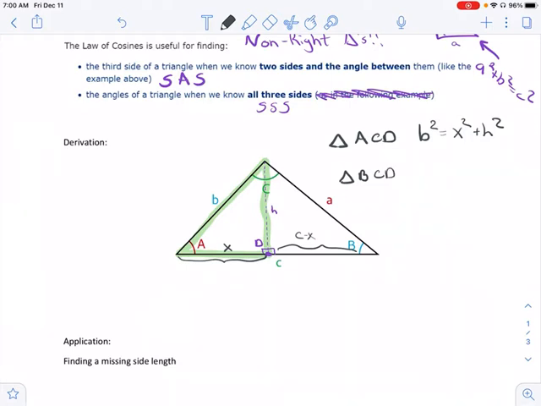And my Pythagorean theorem there is going to be a little bit more confusing, but I would just say, okay, a squared equals (c minus x) squared plus h squared. And if I do a little bit of work on this one, I'm going to expand this (c minus x) squared, so that's c minus x times c minus x. So I get c squared minus 2cx plus x squared plus h squared. Okay, so that's basically just foiling that out.